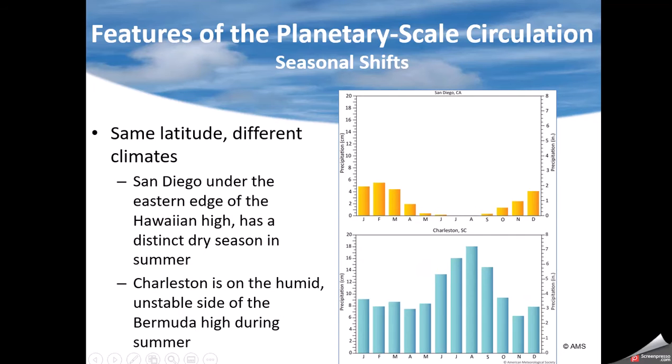So you can see, for example, San Diego is on the eastern side of the subtropical high. Look at that: very, very, very dry.